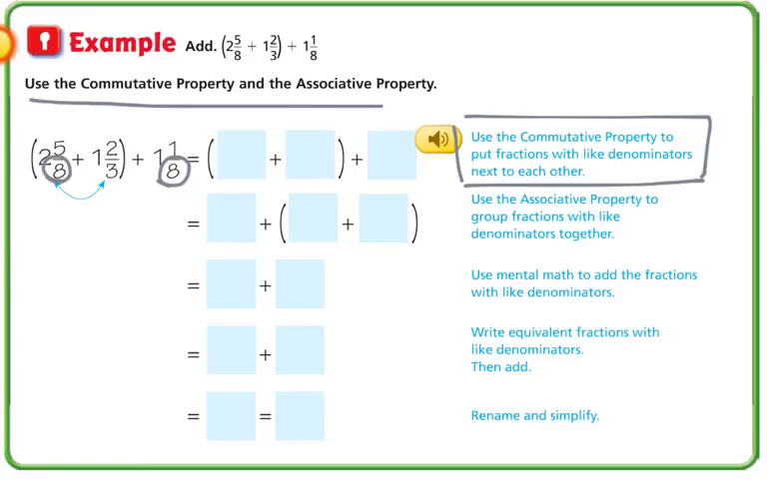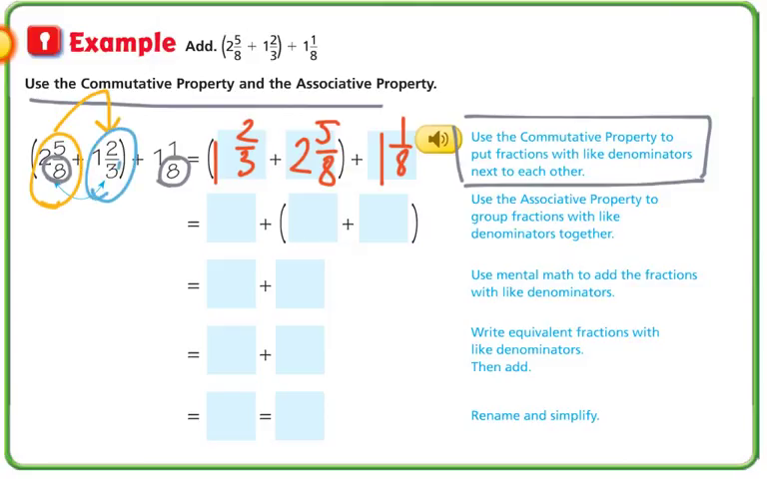Boys and girls, I'm going to read that again because I think I might have confused myself when I was doing it. So it says, use the commutative property to put fractions with like denominators next to each other. So what we're going to do is we're going to write out our fractions, 1 and 2/3, and then we're going to have 2 and 5/8, and then we're going to add 1 and 1/8. So what we just wanted to do, boys and girls, is take this fraction and change its order and place it there. And then the other fraction, we wanted to put it in its other place. So now we see that the fractions that have like denominators are close together.